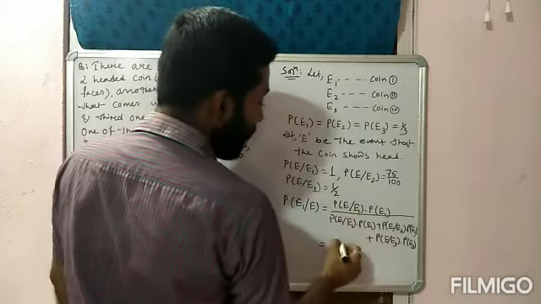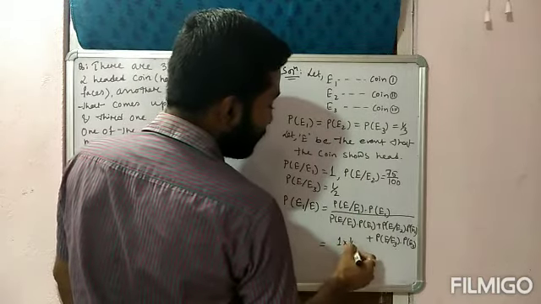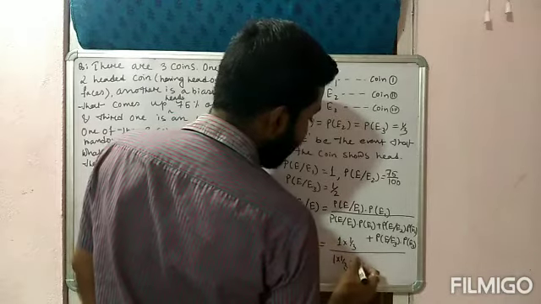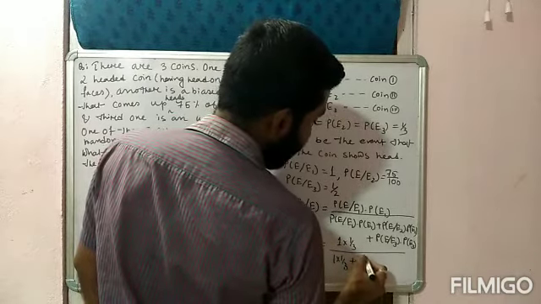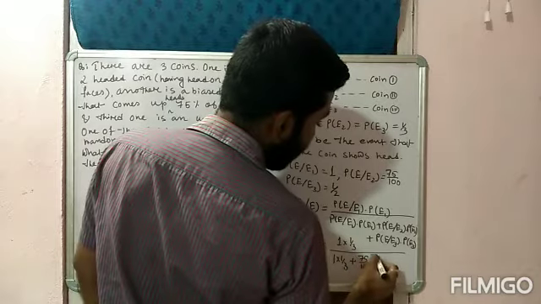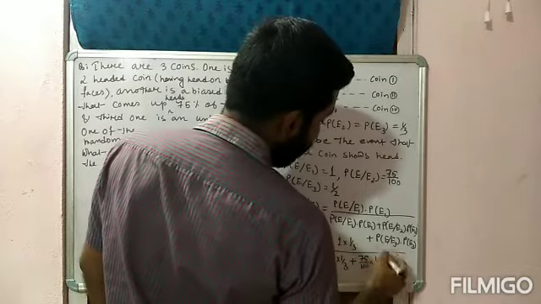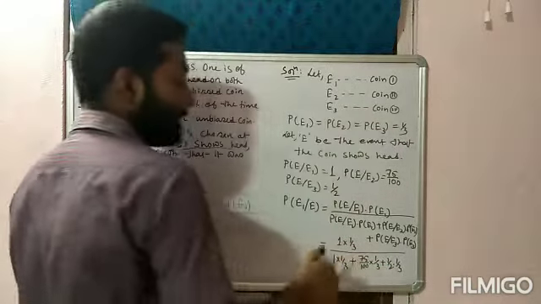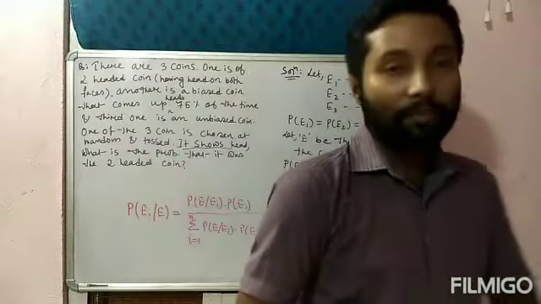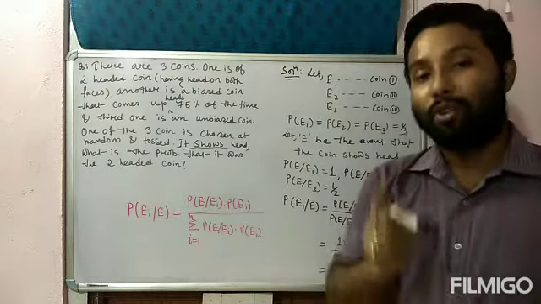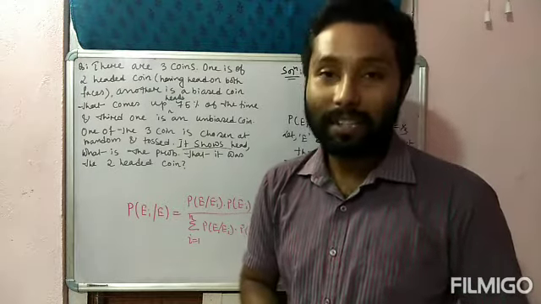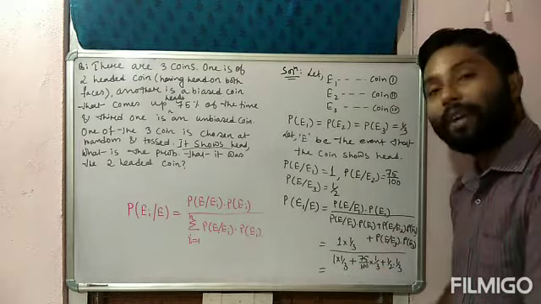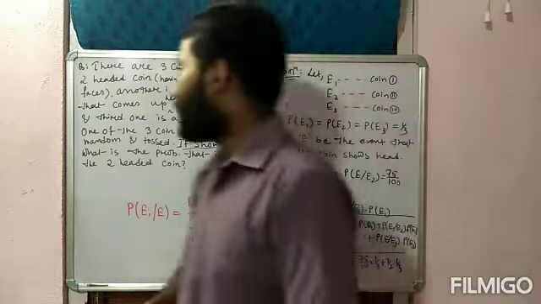E slash E1 is 1. 1 into 1 by 3 divided by again 1 into 1 by 3 plus 75 by 100 into 1 by 3 plus 1 by 2 into 1 by 3. Just you need to calculate this value. If you calculate this value, the value will be either less than or equal to 1. It should not be more than 1, otherwise you have to consider it as invalid. Okay, so just calculate करके जो result मिलेगा, that will be the final answer. Okay, next question I will discuss now.